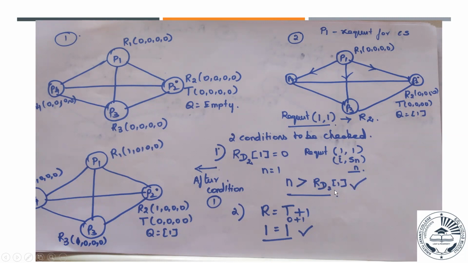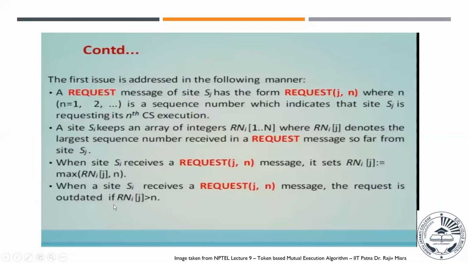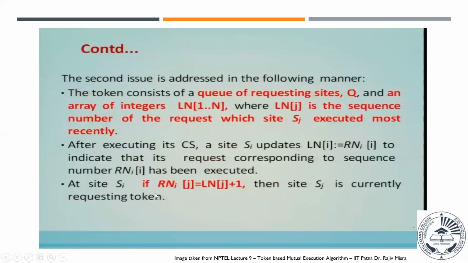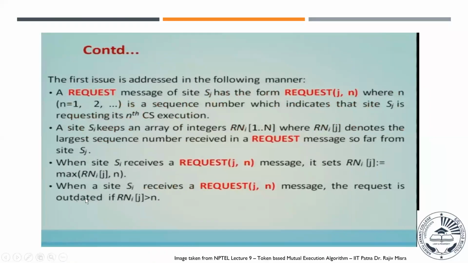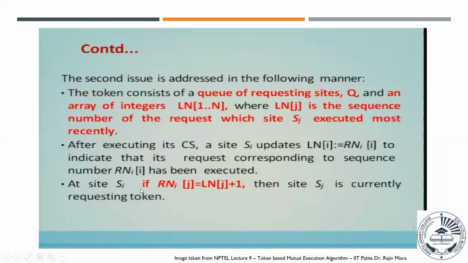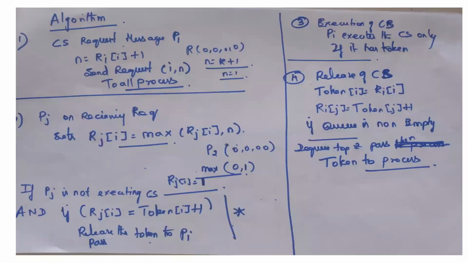RD2, do you remember this? What I told here? Rni of j should be greater than n. Okay. So if n is less, and I'm talking about in the reverse way. Now what I'm telling? N should be greater than RD2 of 1. So if n is greater than RD2 of 1, the condition is true. What do you mean by that? It is not an outstanding, outdated message. So they are able to send the token to that particular site.